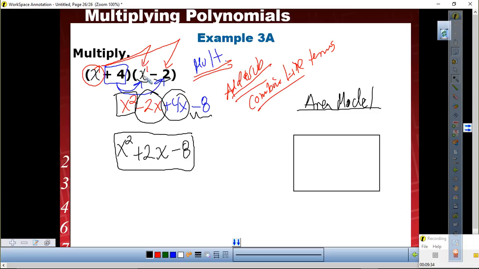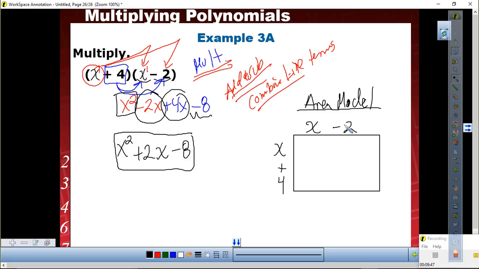Look up. So I'm going to write my second term. I'm going to write it on top, x minus 2. I'm going to write the other term on the side, but I'm going to write it like this. Look up, x plus 4. And there's a purpose for that. Let me show you.